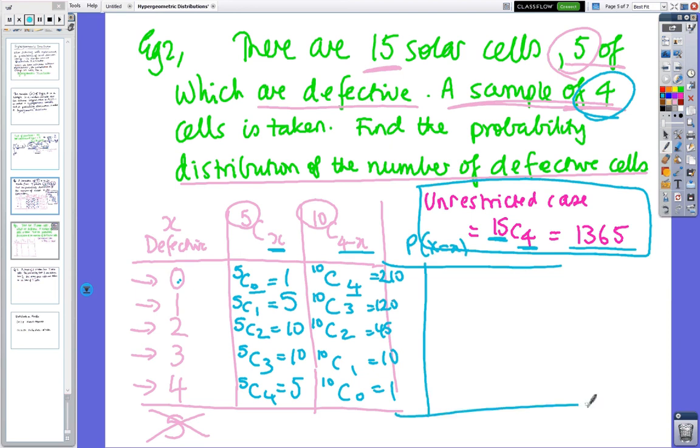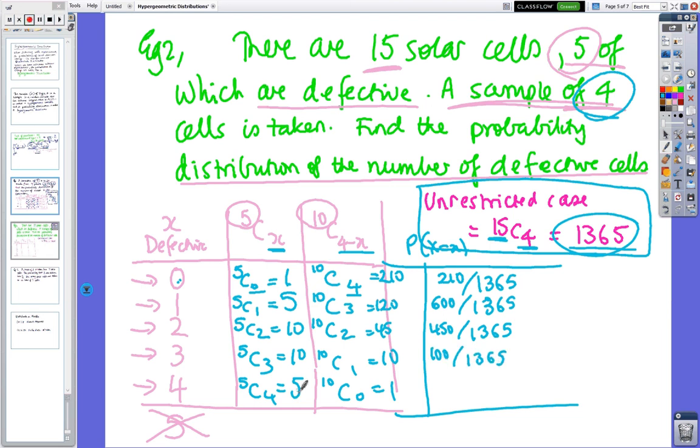Okay, so we've got 1 times 210 is 210 divided by the unrestricted case. 5 times 120 equals 600 over 1365. 10 times 45 is 450. 10 times 10 is 100. And 5 times 1 is 5.